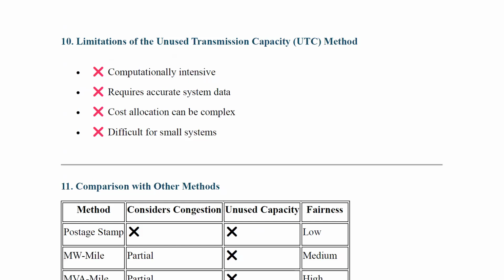What are the main limitations of the unused transmission capacity method? It is computationally intensive, because more computation is needed, and it requires accurate system data, and the cost allocation can be complex. It is difficult for small systems; for small systems it is very difficult, we can't calculate. So these are the main limitations of this UTC method, that means the unused transmission capacity method.